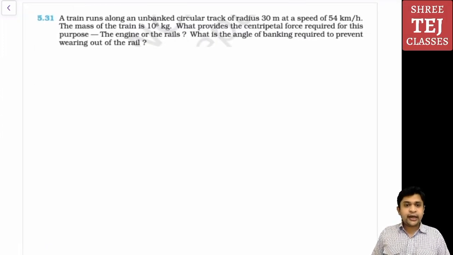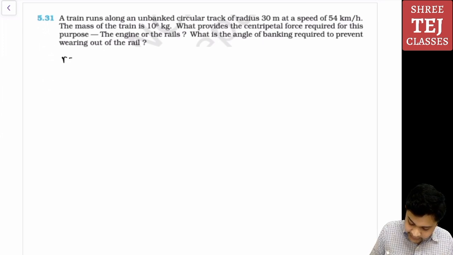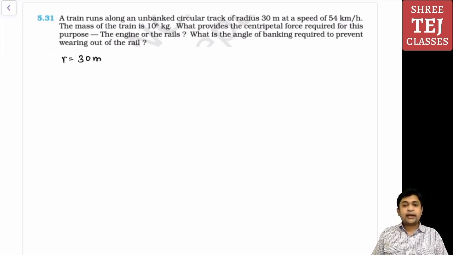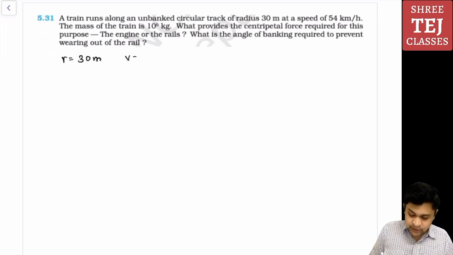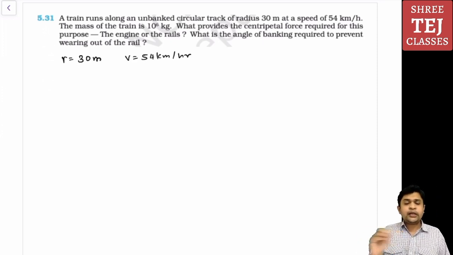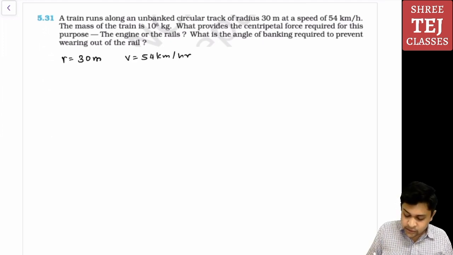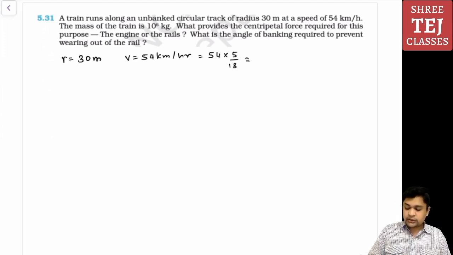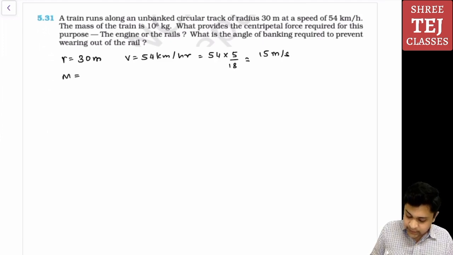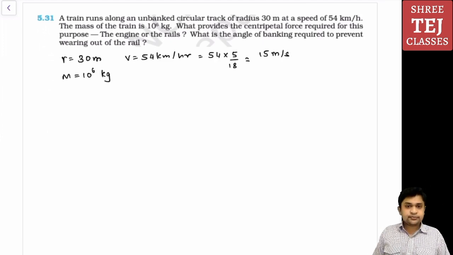5.31. A train runs along an unbanked circular track of radius 30 meter. So R given is 30 meter at a speed of 54 kilometer per hour. Let us convert it into meter per second. So this is 54 multiplied by 5 upon 18. So 15 meter per second. Mass of the train is 10 to the power 6 kg.